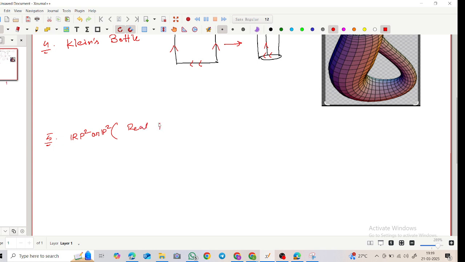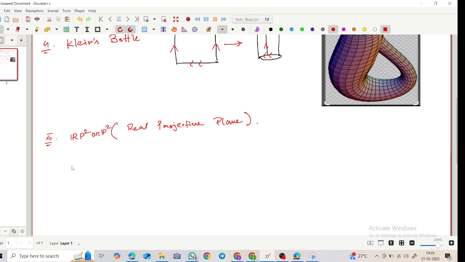Real projective plane. Okay. So, by the way, this will be a serious class. Okay. This is my forte. So I'm not gonna just look around and scratch around for materials. RP2 or P2, real projective plane.